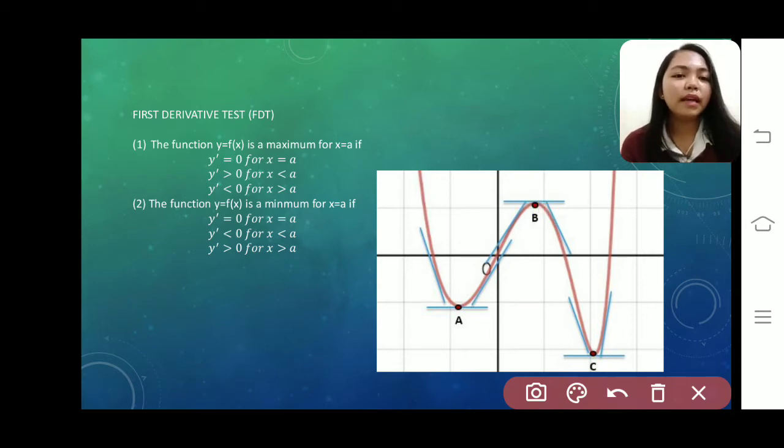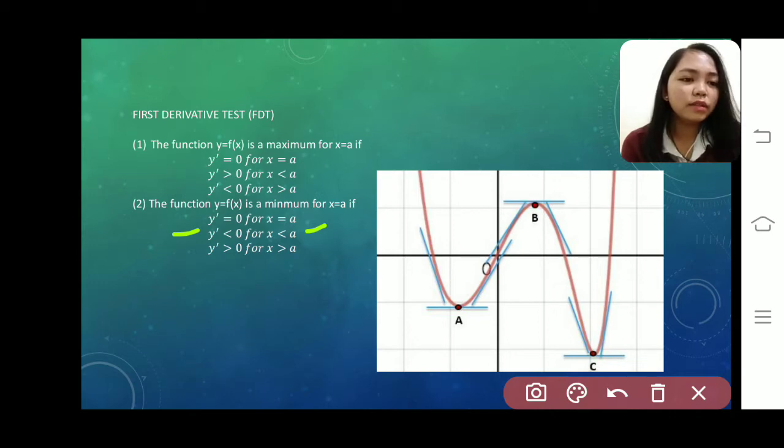Pagdating naman kay minimum, the function y equals f of x is a minimum for x equals a if... Ganun pa rin, we have the horizontal tangent line at x equals a. Pero, consider naman natin yung minimum point, which is a or c. So, consider natin yung values niya sa left side ng a, which is x less than a. We have a negative slope daw. Y prime is less than 0. So, tama ba sa c?